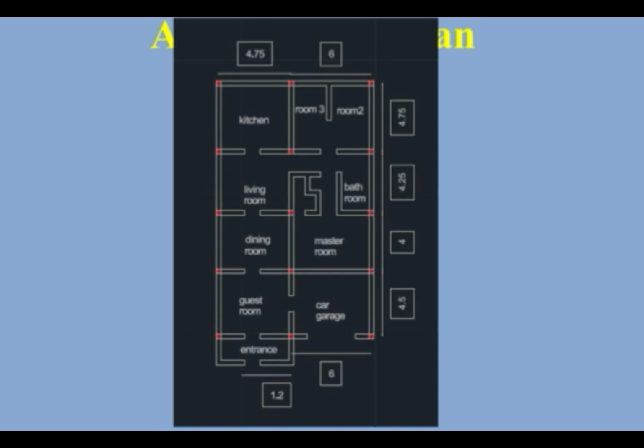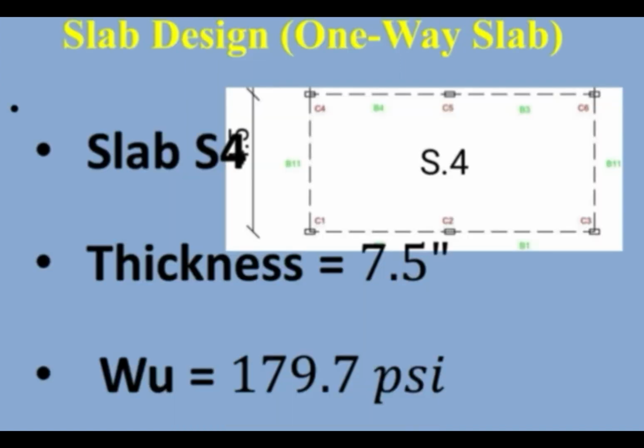We also know about the column. We have types of reinforced concrete columns, like circular column, rectangular column, L-shaped column. So we explain the column in our project also, and my friend will continue the explanation about the slab design.